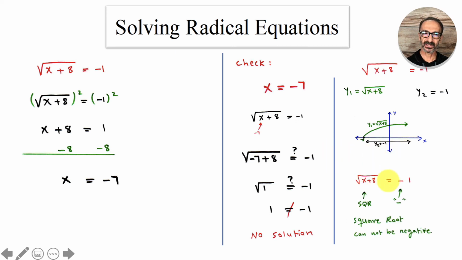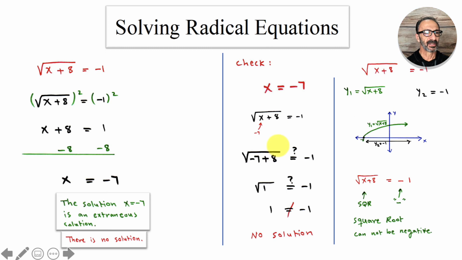Or differently, I could say the square root equals -1. We're saying square root equals negative. Square root cannot be negative. So from the beginning, we could tell that there is no solution. So that's what we always call an extraneous solution. It happened because I squared both sides and I changed the -1 to 1.